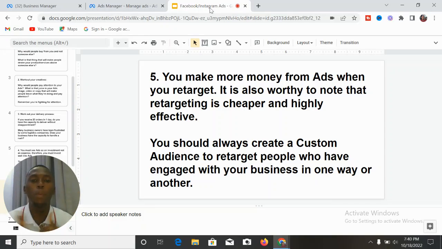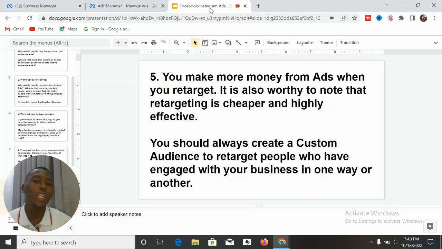So the fifth one is that you make more money on Facebook ads or Instagram ads when you retarget. This is the simple truth, okay? You should also note that the retargeting is cheaper and is more effective. I mean, what is there? You create a custom audience. You create a lookalike audience, and you retarget them. You retarget your custom audience. These are people who have already engaged with your business.